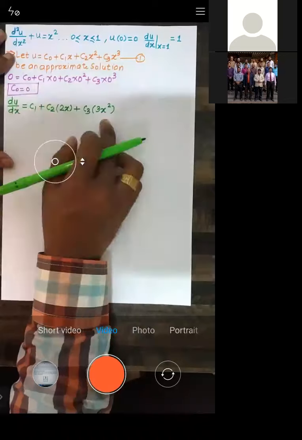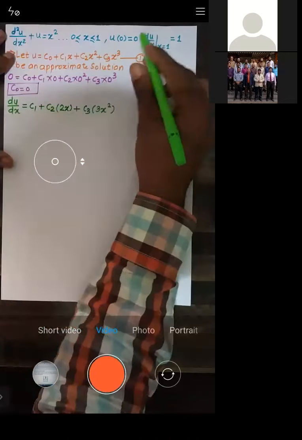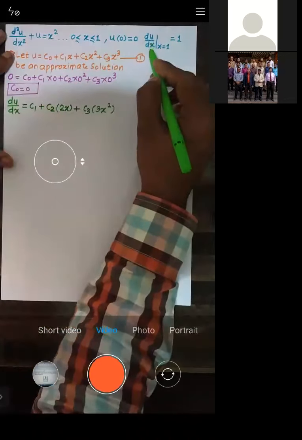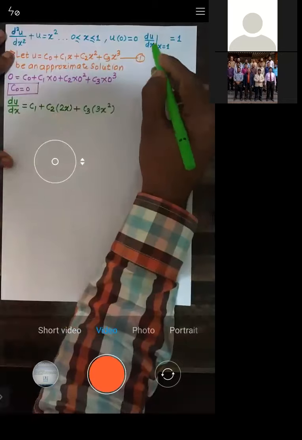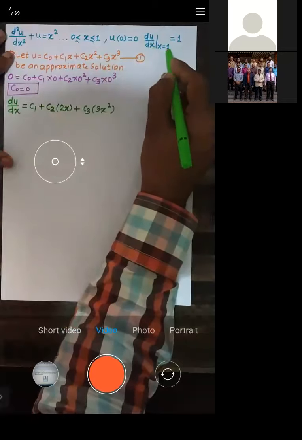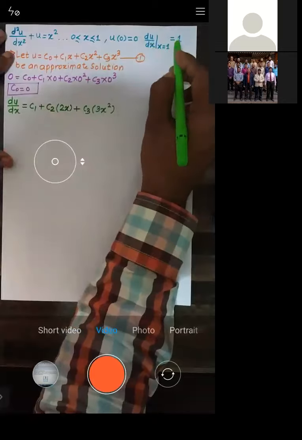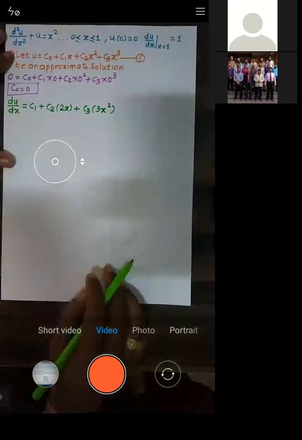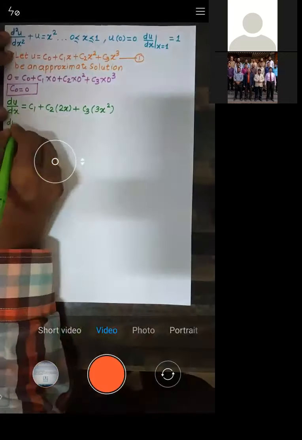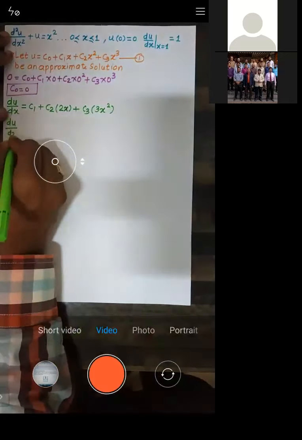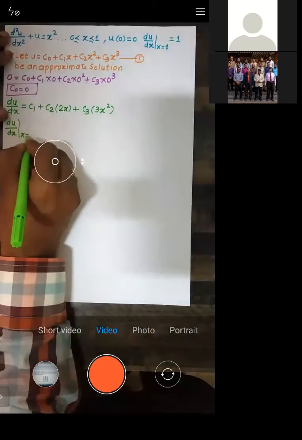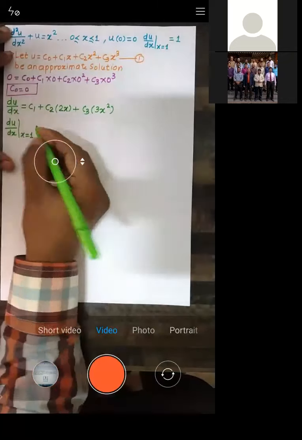But what does this equation say? We need to take the derivative of u with respect to x, and in that derivative, if you put x is equal to 1, that value is equal to 1. So now in du by dx, I will put x is equal to 1. Let's see what we get.